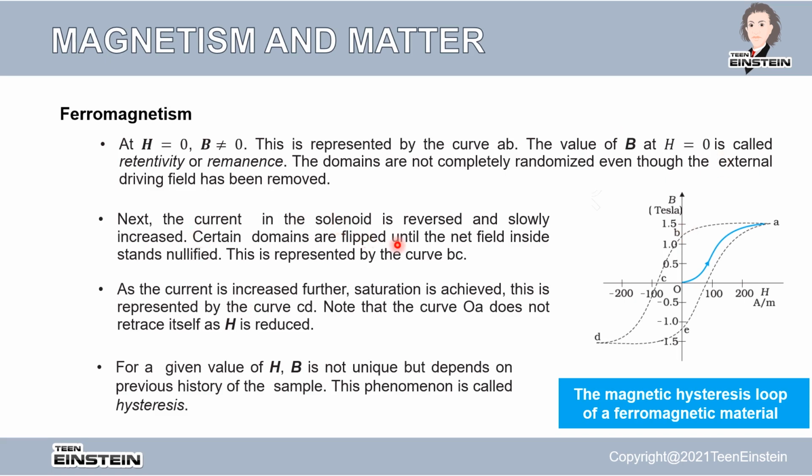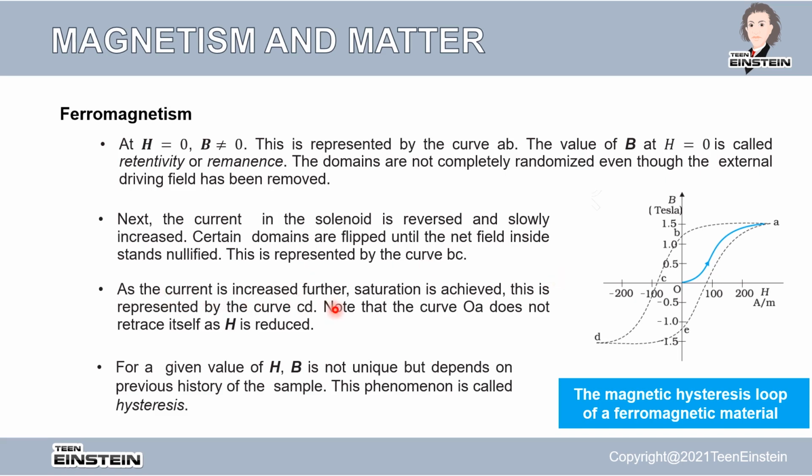Then next, the current in the solenoid is reversed. So now let's reverse the current in the solenoid and let's apply minus H. And at this point, the B becomes 0. So this is the curve BC. Certain domains are flipped until the net field inside the sample is nullified. This is represented by the curve BC.